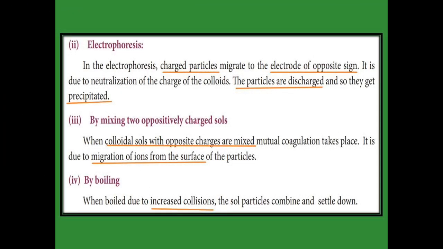Colloids contain two phases: one is the dispersed phase, and the other is the dispersion medium. The sol particle is called the dispersed phase, and each sol particle has some charge. In electrophoresis, during the passing of current, the charged sol particle moves toward the electrode of opposite sign. Due to neutralization of the charge of the colloid, the particles are discharged at the electrode, and they get precipitated there.